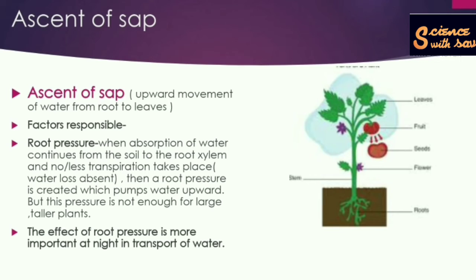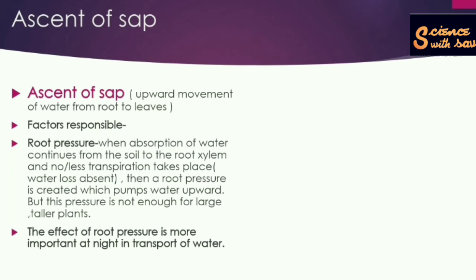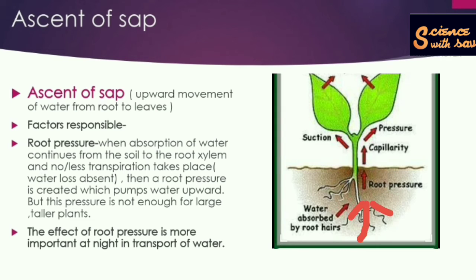The first factor is the root pressure. Now understand this very, very carefully. When the absorption of water takes place from the root and continuously the root is absorbing the water, and at the same time there is no or almost very less transpiration going on. If you go back to your concepts, transpiration is the loss of water in the form of water vapor by the plant. The excess of water is lost.